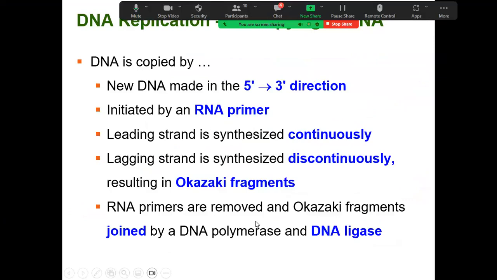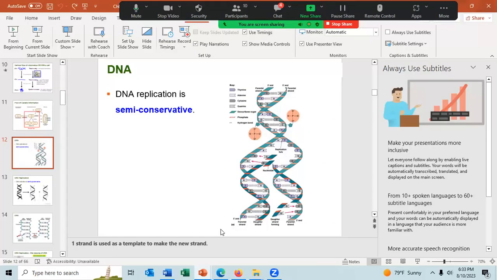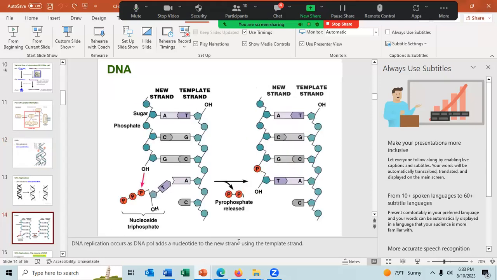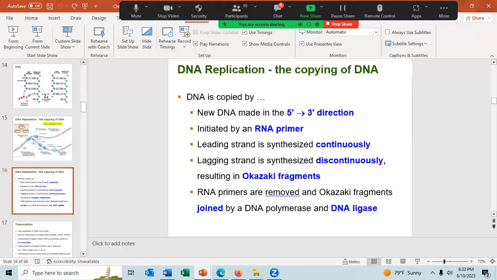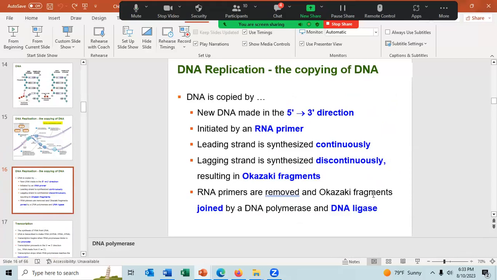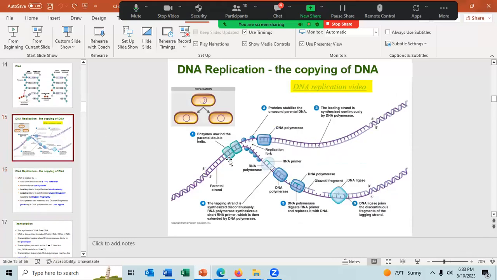So DNA is copied by DNA polymerase. The new DNA is always synthesized in the 5' to 3' direction. It is initiated by an RNA primer, but I'm not going to test you on that. The leading strand is synthesized continuously because it's running in the right direction, 5' to 3'. So this new strand, once that DNA polymerase is made, will just keep running down that strand.